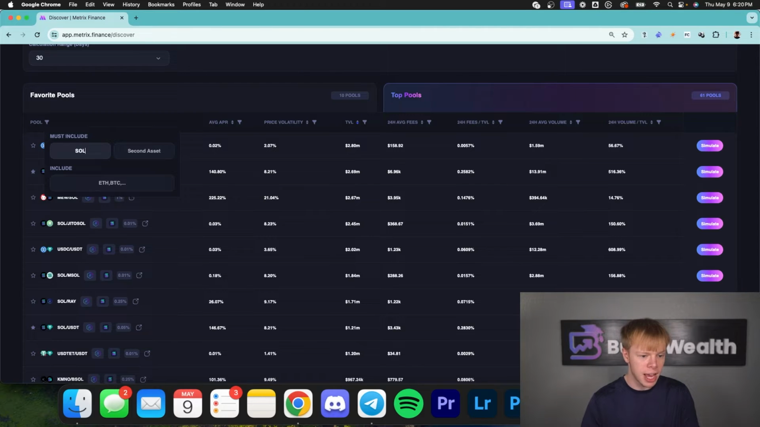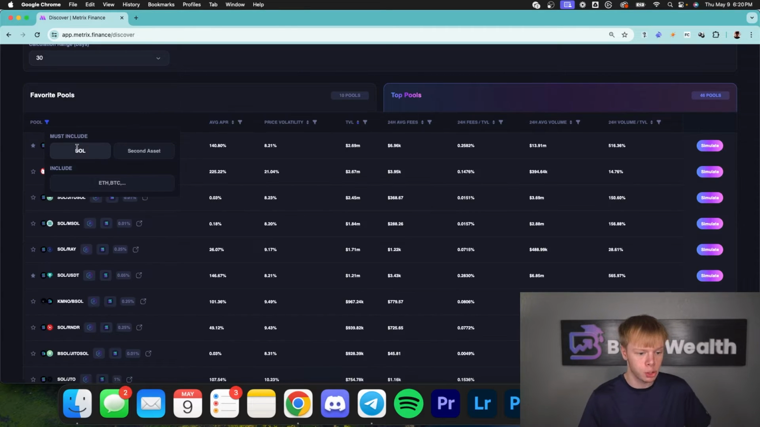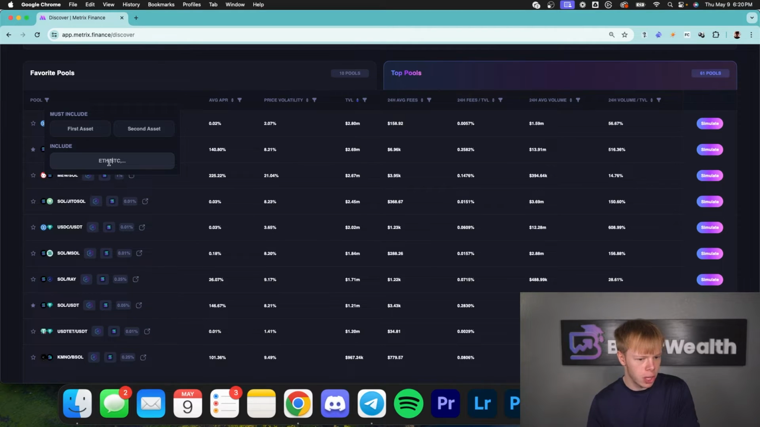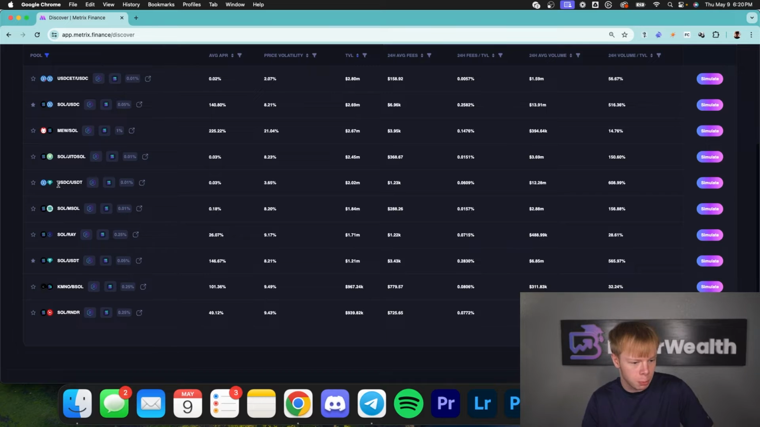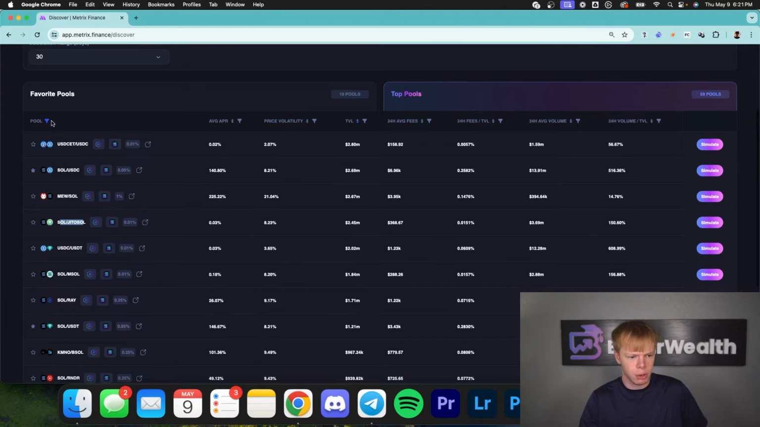Right here, my first asset, I want to put under must include SOL. That's basically saying I want to look at pools that definitely have SOL in them. Or if I don't want to just look at pools that have SOL in them, I could look at stuff that has SOL in it, USDC in it, as well as let's just say Raydium in it. And it's going to show me pools that include SOL, include USDC, and include Ray, but don't necessarily include all of those assets. Like for example, we see USDC, USDT over here, and SOL, GTO, SOL.